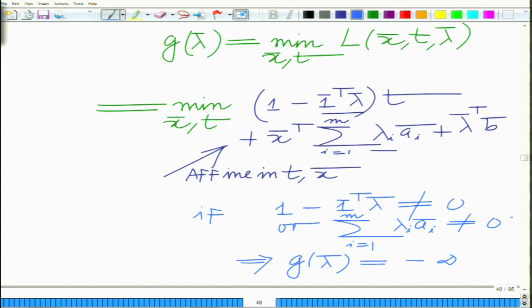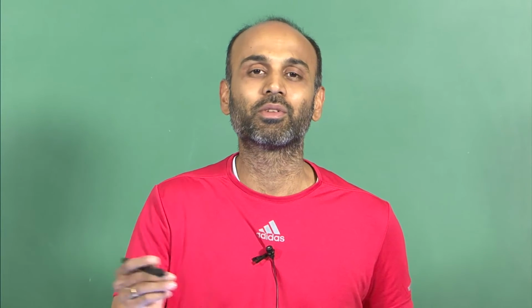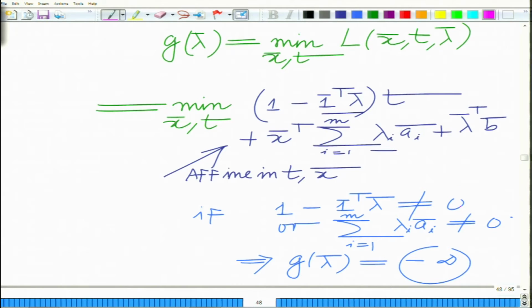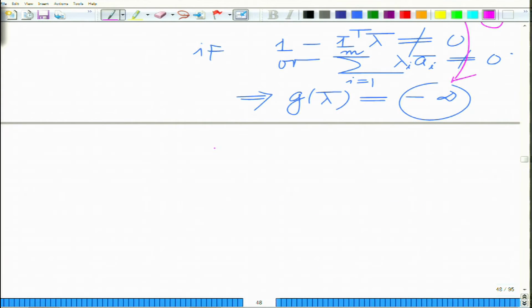Now, minus infinity is still a lower bound, but as we have seen previously, it is not an interesting lower bound, so this is not something we would like to work with. Minus infinity is a lower bound for any minimization problem, so this is not interesting. What is interesting, on the other hand, is when the coefficients are 0, that is, 1 bar transpose lambda bar equals 1, the summation of all lambda is 1.